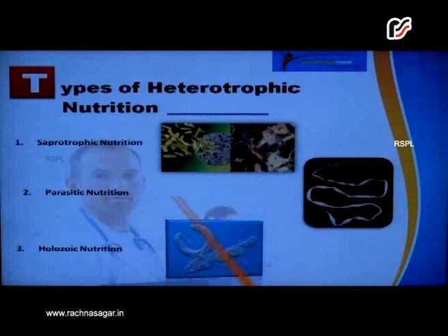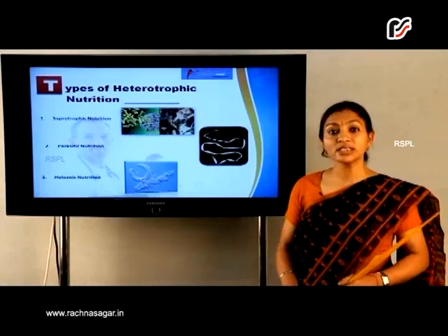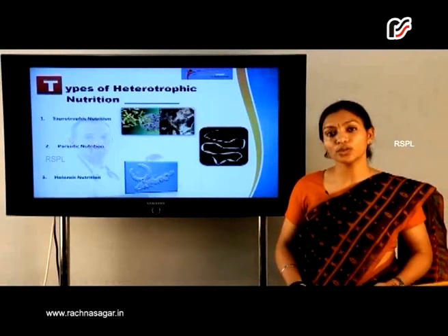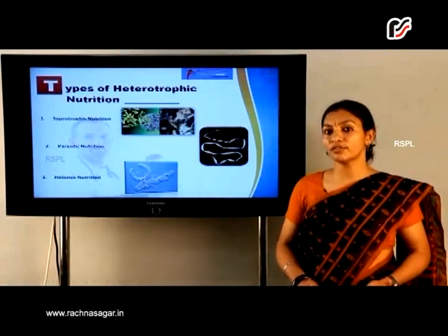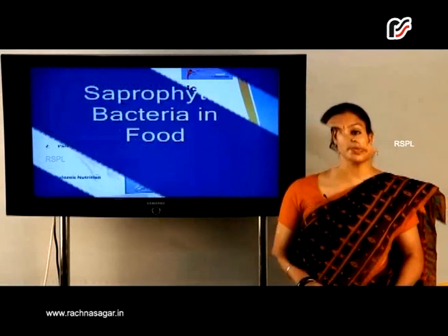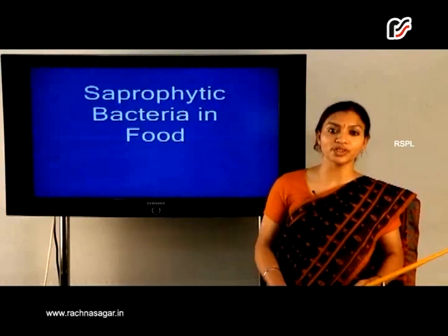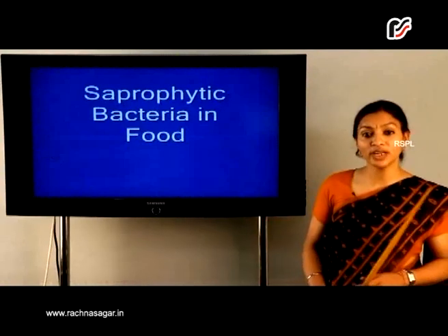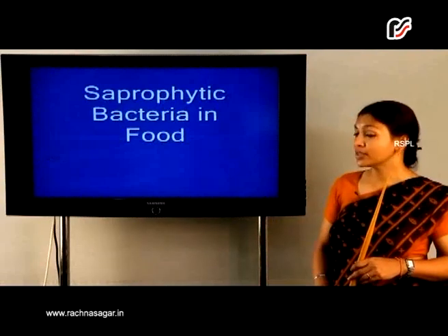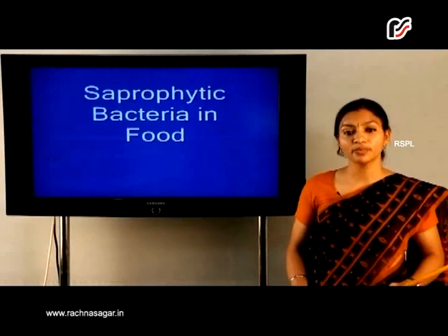Second, parasitic nutrition. A long tapeworm is shown in the diagram. It is a parasitic creature. Third, holozoic nutrition. One of the simplest creatures is shown, which is amoeba. It is an example of a holozoic creature, which draws its food in complex form from nature. The type one heterotrophic nutrition is saprotrophic nutrition. In this mode of nutrition, creatures draw their food from dead and decaying organic matter.